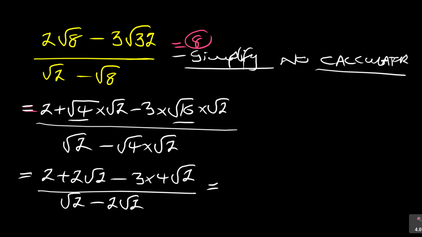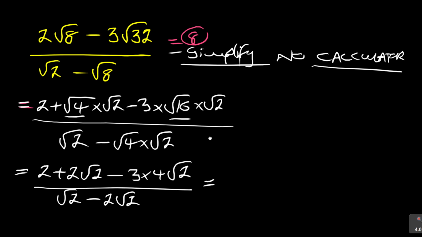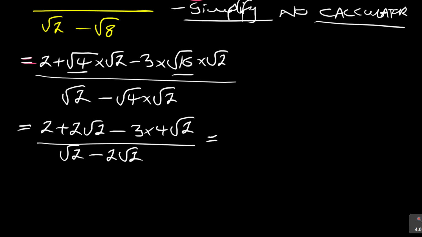Are you with me? Then from here, what we need to do, it's up to you what to do, but the answer is already showing here. You factorize. That's where the key part is. You factorize the square root of 2. Am I right? Let me just check here.